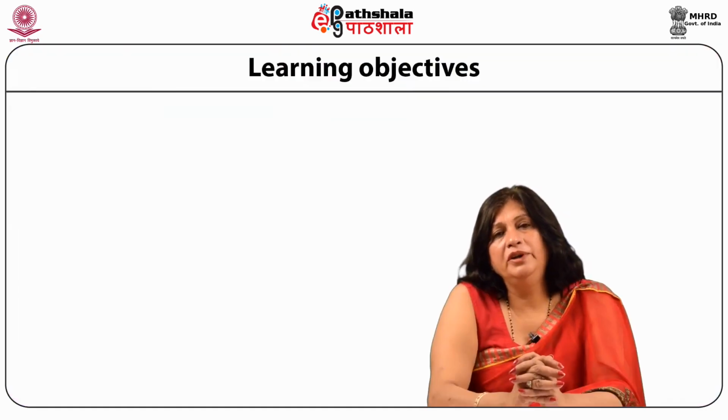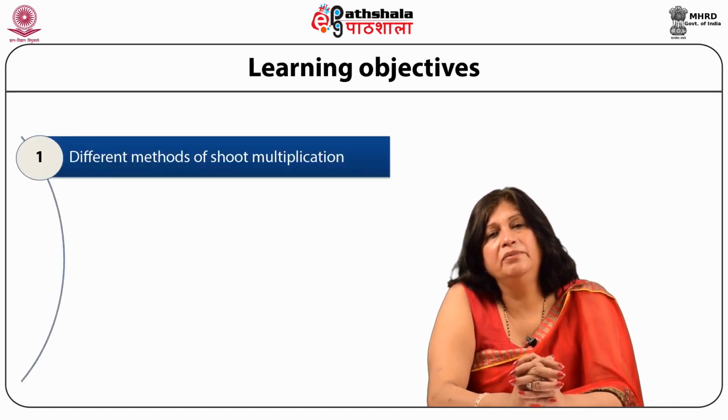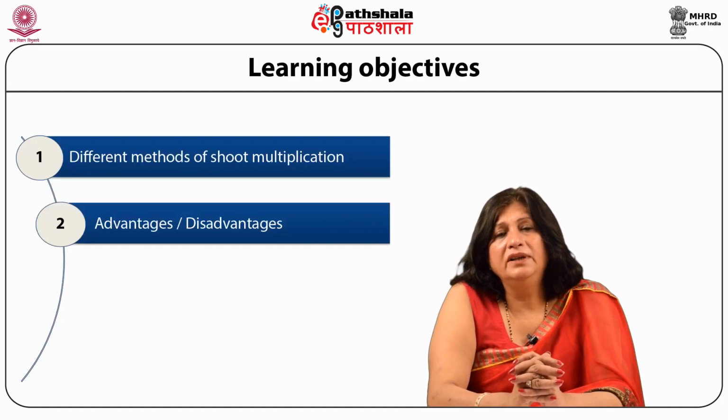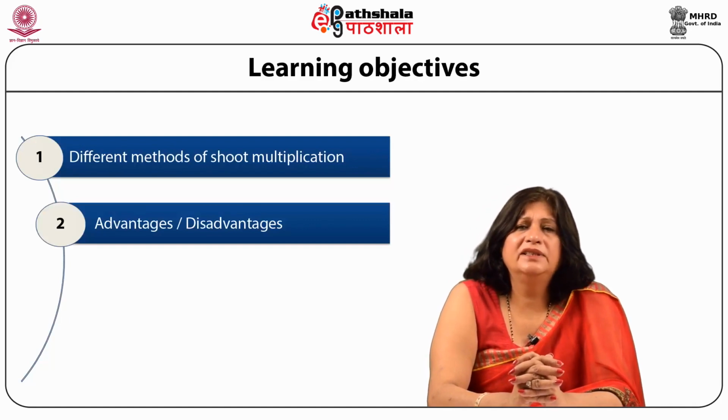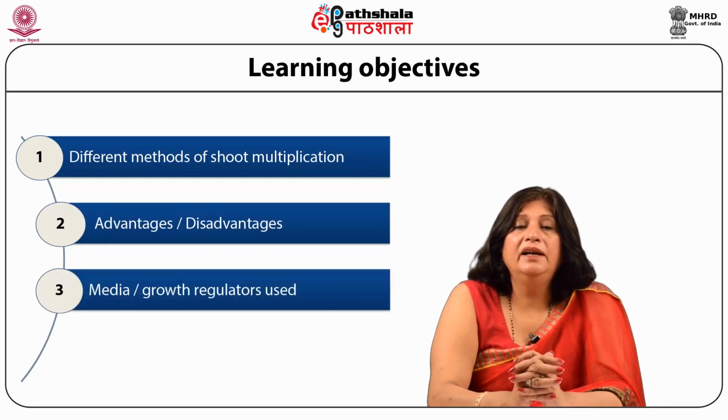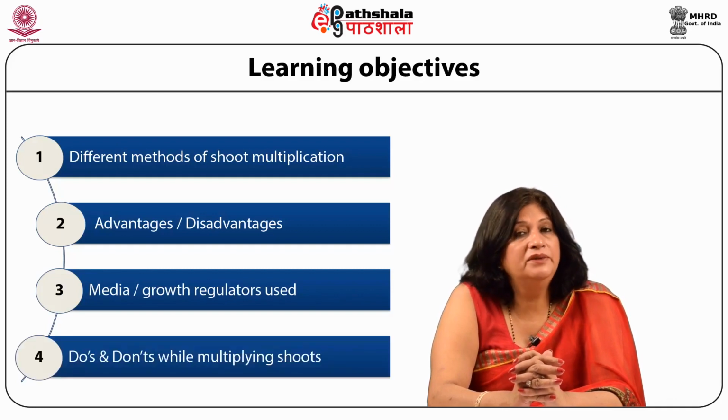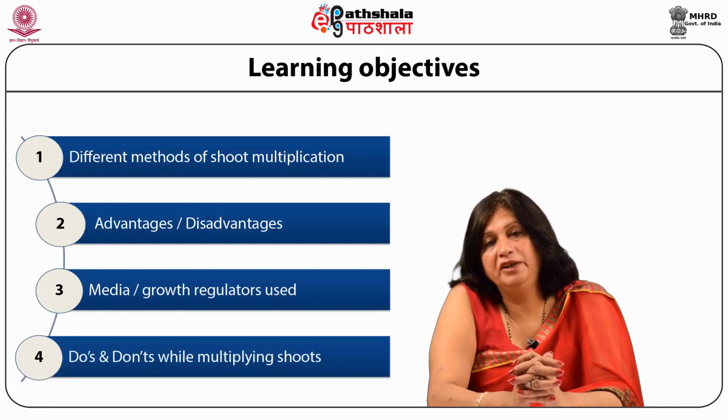Today we are going to talk on module shooting under micropropagation. This is under the paper on plant biotechnology and crop improvement. Now what we are going to learn today is what are the different methods of shoot multiplication, what are the advantages and disadvantages of following different methods, how the media and growth regulators play an important role, and what are the do's and don'ts while multiplying shoots.